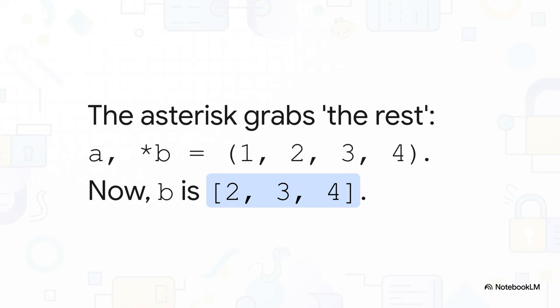And it gets even better. You can use an asterisk to grab the rest of the items. So here, the first item, 1, gets assigned to the variable a. Then that asterisk tells Python to pack all the remaining items into a brand new list called b. This is just amazingly useful when you're dealing with data and you really only care about the first or maybe the last couple of elements.